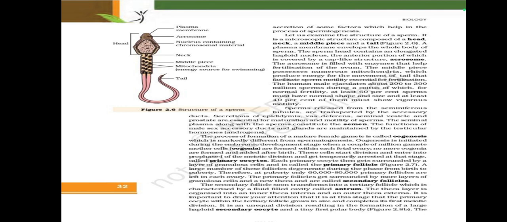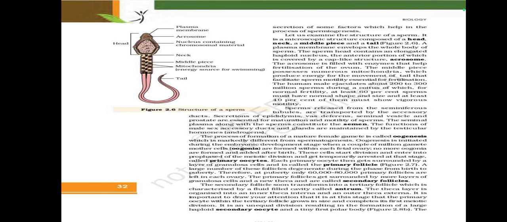The process of formation of the mature female gamete is called oogenesis, which is markedly different from spermatogenesis. Oogenesis is initiated during the embryonic development stage, when a couple of million gamete mother cells, oogonia, are formed within each fetal ovary. No more oogonia are formed and added after birth. These cells start division and enter into prophase 1 of the meiotic division and get temporarily arrested at that stage, and are called primary oocytes.